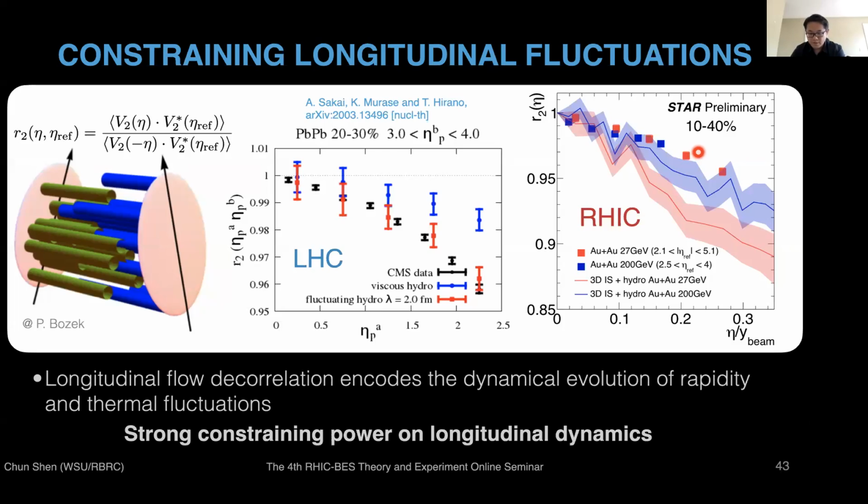And here's a recent measurement of these r2 variables as a function of rapidity for two different energies, 27 and 200 GeV. If you scale the measurement of r2 by the beam rapidity, you can see the experimental data scale nicely with each other. But the theory gives some deviation between these two energies, which indicates that the longitudinal fluctuation in the theory may be too large. This also gives us some constraint to determine the parameters in the longitudinal direction for these models.